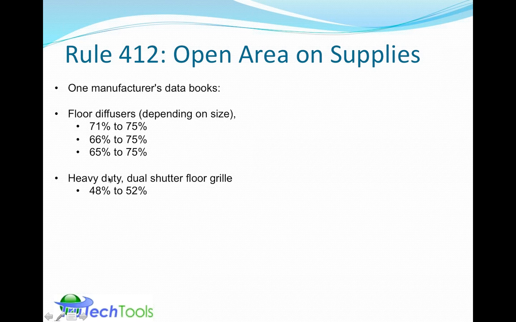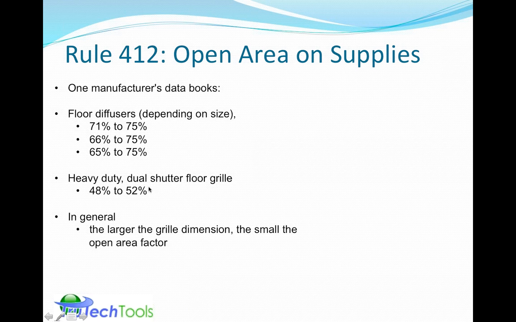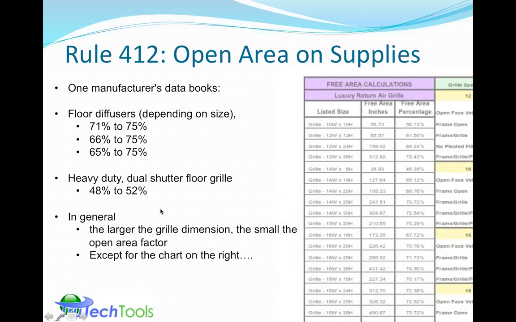However, if you looked at heavy duty or dual shutter floor grills, it dropped off quite dramatically because there's more hardware that's blocking off that open area inside the grill itself. So that can really throw a monkey wrench into the calculation. And in general, the larger the grill dimension, the smaller the open area factor, because I believe there's got to be more support in there. There's more construction, there's more guts to the grill in order to make it stay structurally rigid.